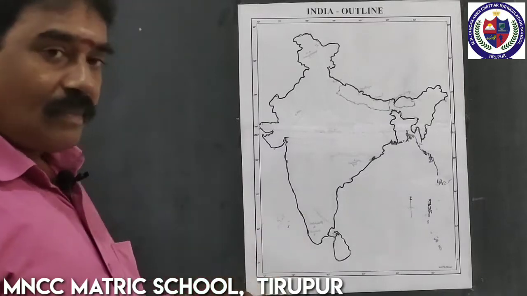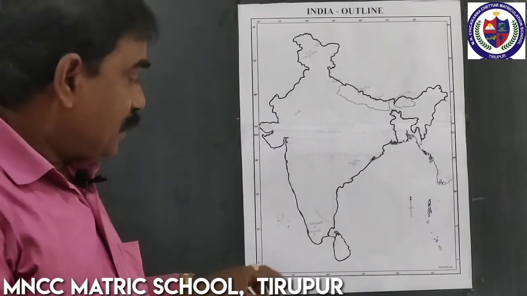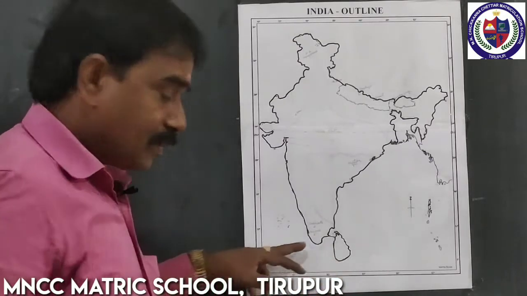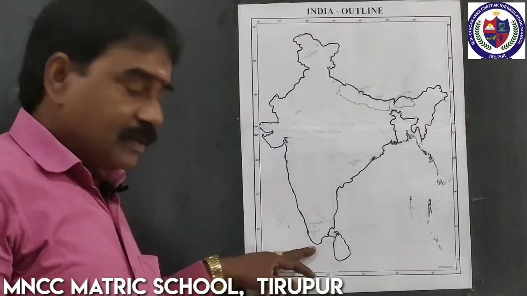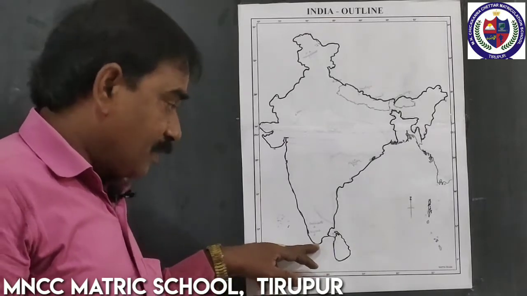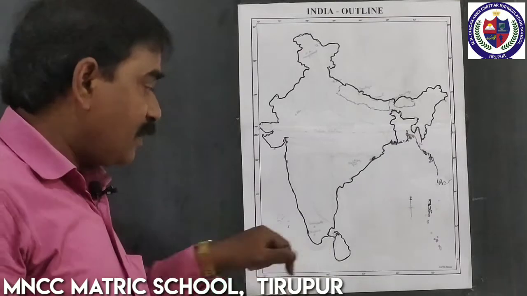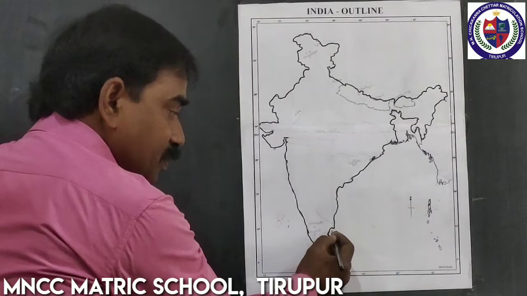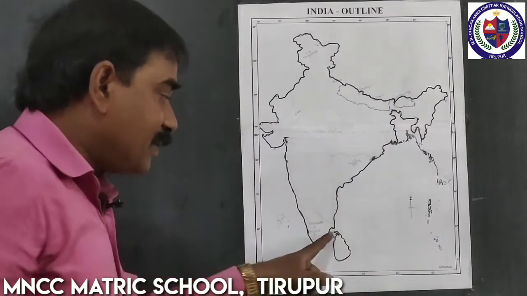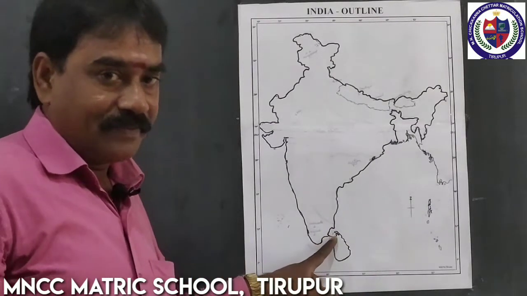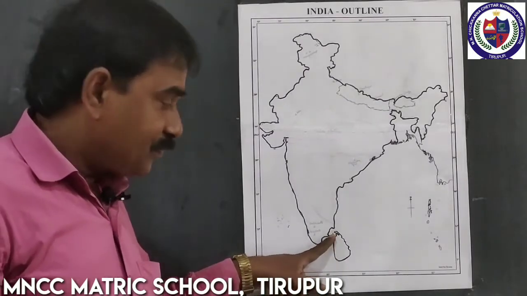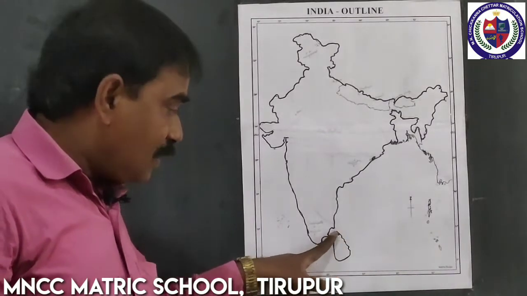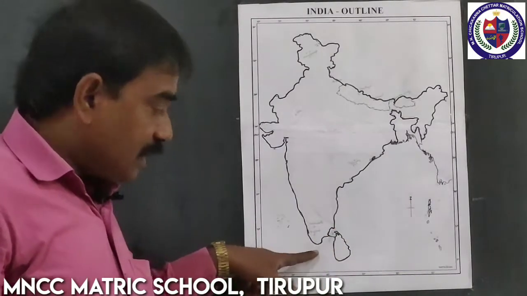Then Gulf of Mannar. See here, down this tip is called Gulf of Mannar. Here you have to mark Gulf of Mannar, and in between India and Sri Lanka you have to put 2 lines and mark it as Palk Strait. Here Palk Strait, in between India and Sri Lanka. This one is Gulf of Mannar.